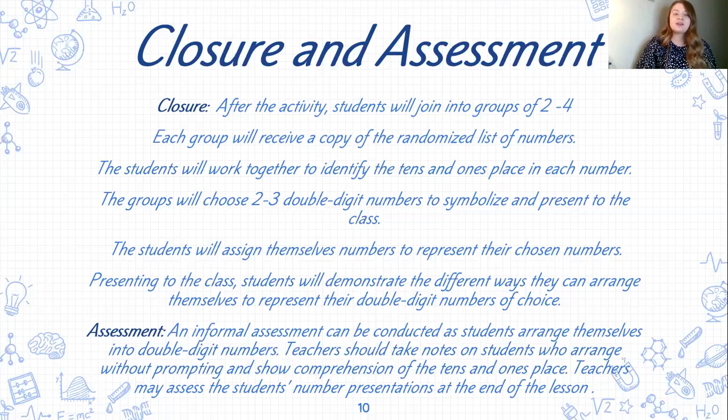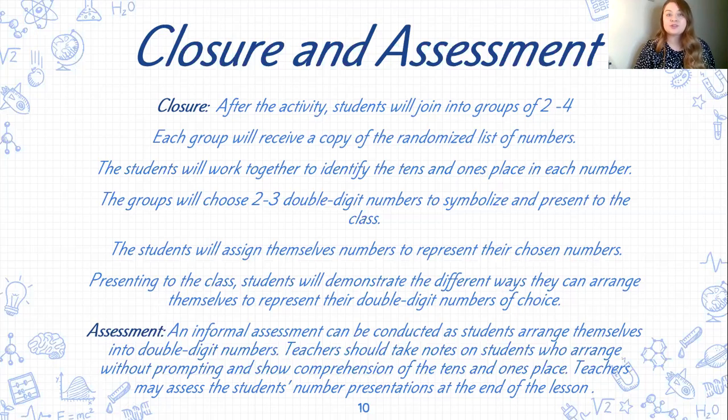Presenting to the class, the students will demonstrate the different ways they can arrange themselves to represent their double-digit numbers of choice. Since our example that we're sticking with is 14, then the student in that group who is the number 1 would arrange themselves in the square that represents the tens place, and the student that is the 4 in the group would represent themselves on the squares for the ones place.